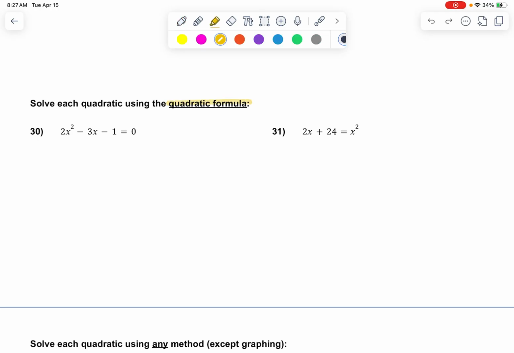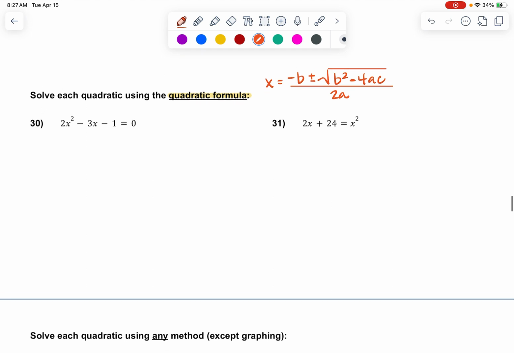oops, what happened to my highlighting? Anyway, okay. So your quadratic formula, remember, is x equals negative b plus or minus square root of b squared minus 4ac all over 2a. There we go. So as long as you can figure out what the A's, B's, and C's are, which of course means it has to be in standard form, right, in order for you to use the quadratic formula.